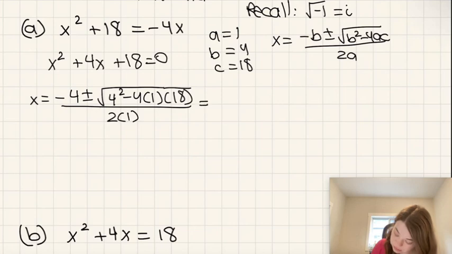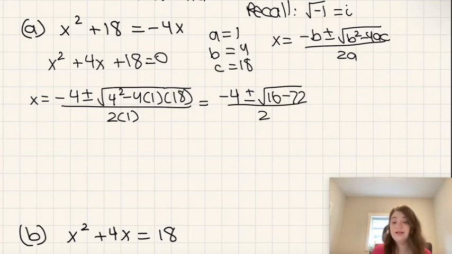And that is equal to, well, let's see, -4 plus or minus the square root of 16 minus 4 times 18. So 16 minus 72 all over 2. So right now we can probably already tell that there's going to be a negative in our square root sign, and we're going to end up with no real solutions, but we will end up with two complex solutions in this case.